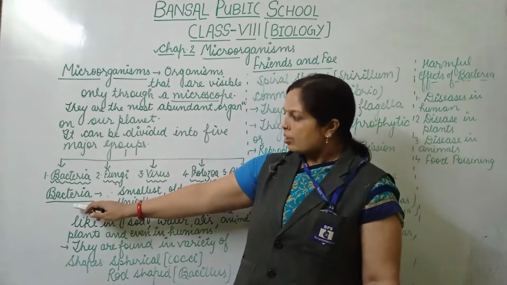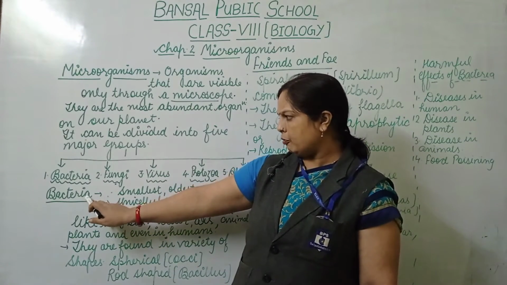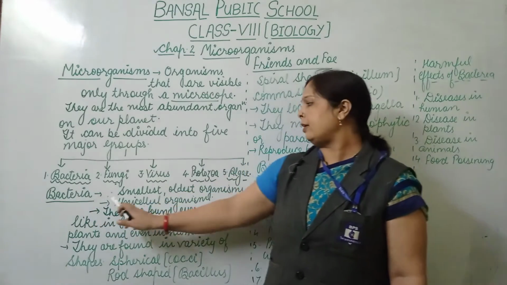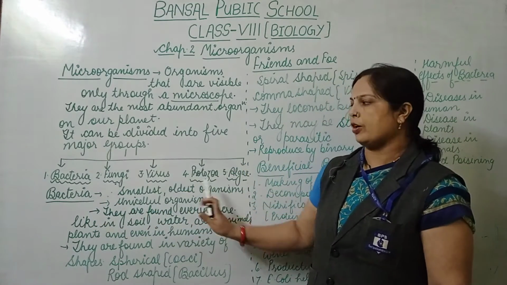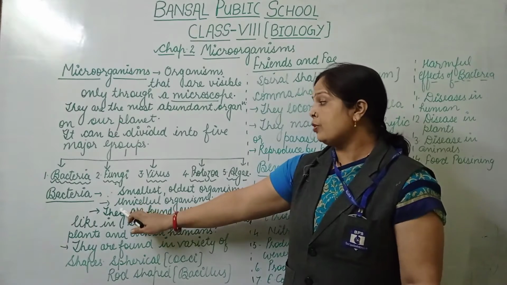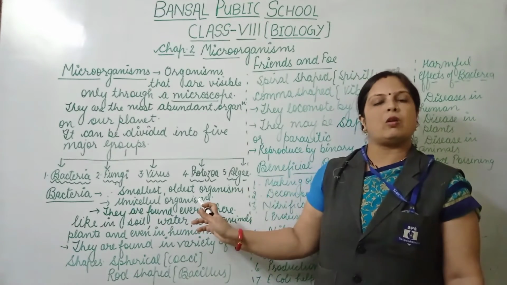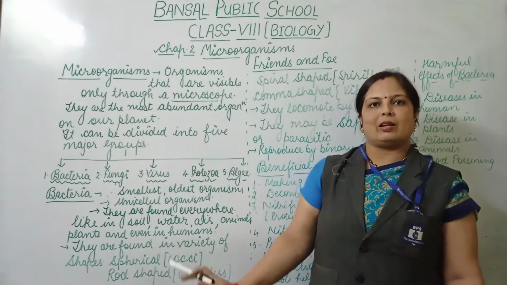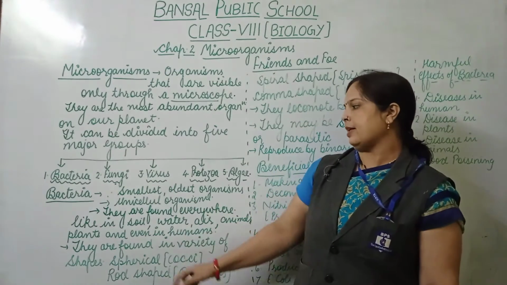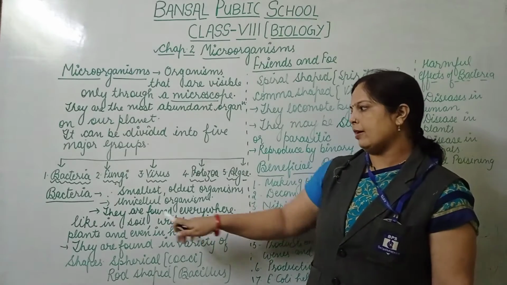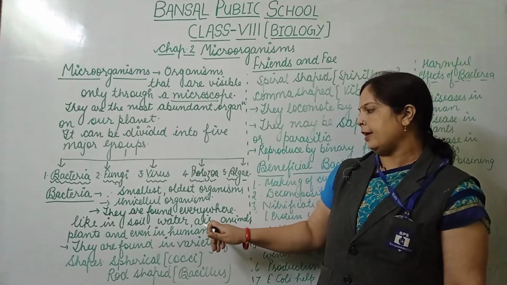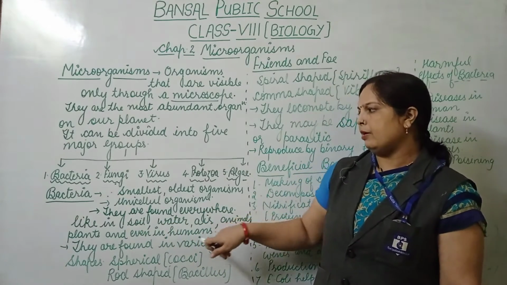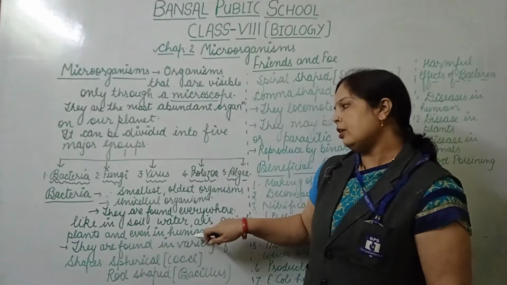Now let us start with bacteria. What is bacteria? Bacteria is the smallest and oldest organism. It is a unicellular organism, which means bacteria consists of only a single cell and all functions are done by that single cell. They are found everywhere, like in soil, in water, in air, in animals, in plants, and even in humans.